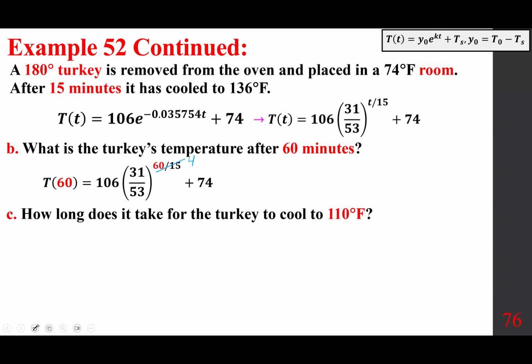Because it's 4, you raise 31 over 53 to the power of 4 times 106 plus 74. And after 60 minutes, the temperature is 86.4065 degrees. As far as the number of decimals, you always follow the instruction. How long does it take for the turkey to cool to 110 degrees Fahrenheit?